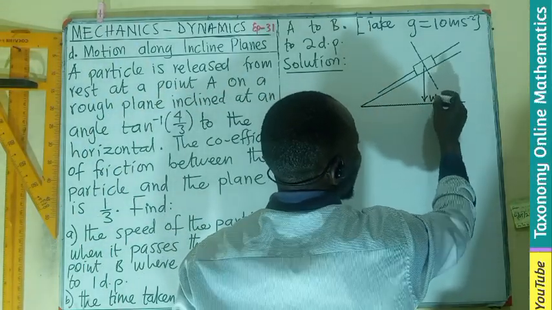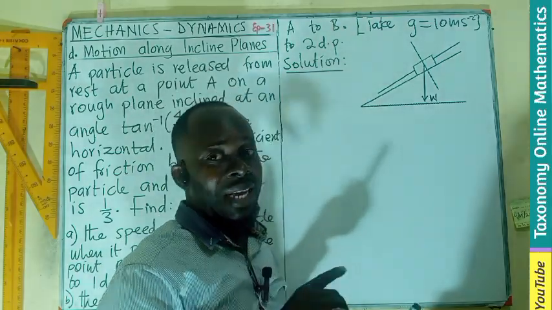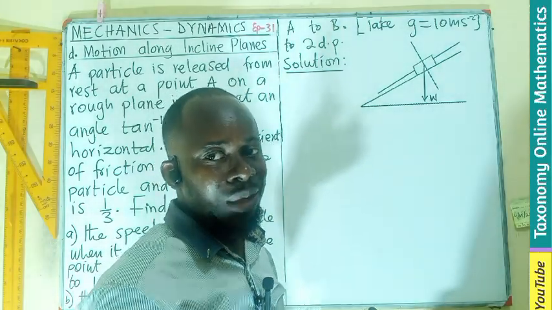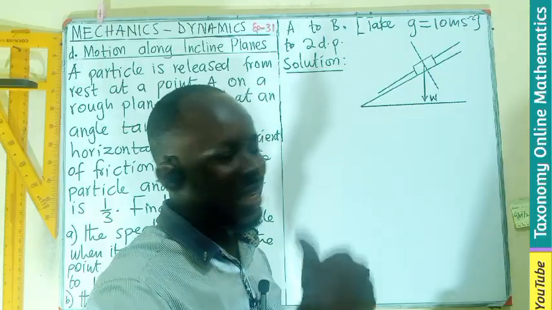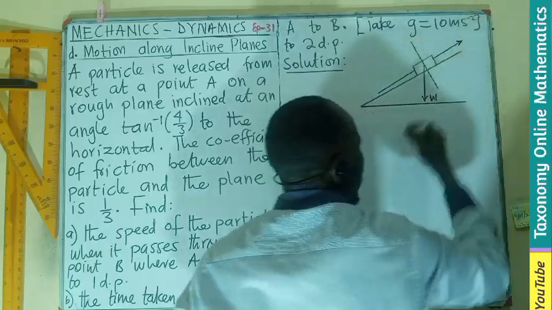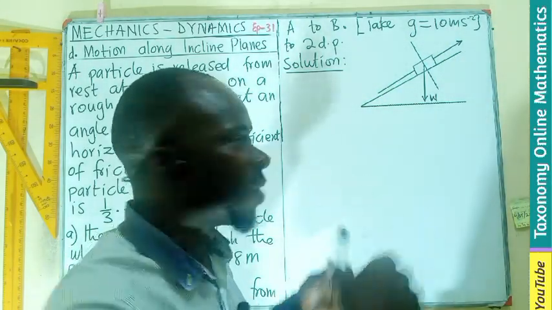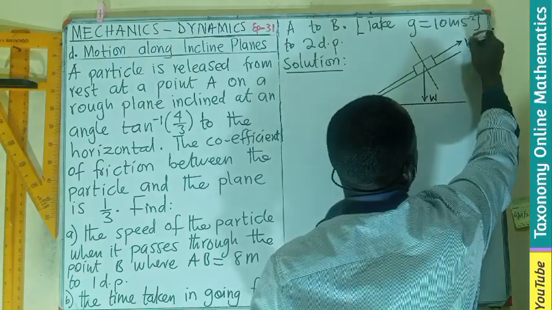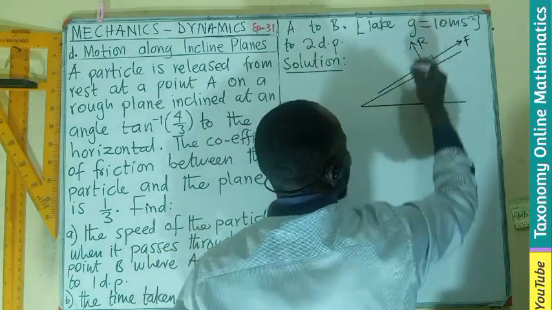This is going to be the weight of the body acting downward, but bear in mind the surface is a rough surface. We can get the concept from episode 24 where we started this particular series. If it is rough, it means there is going to be a frictional force acting on the surface. That is going to be F. Then this is going to be the normal reaction.